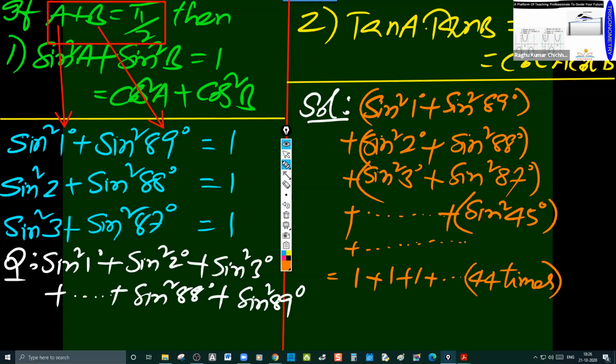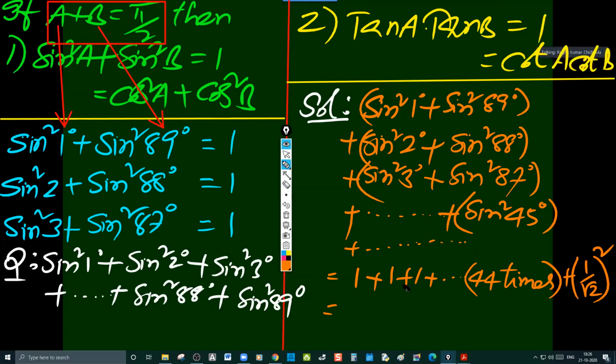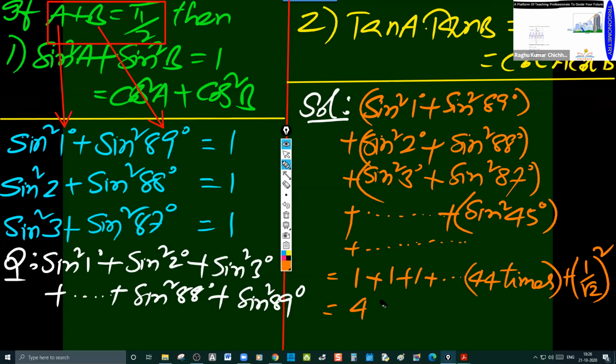Plus what is the sine 45 value? 1 by root 2, whole square. So what is the sum of these ones? Sum of these ones, I repeat. So the sum of the ones is 44 only, right? If you add 2 ones, it is 2. If you add 3 ones, it is 3. If you add 44 ones, it is 44. Plus 1 by root 2 whole square, sine 45 is 1 by root 2. So what is your final answer?